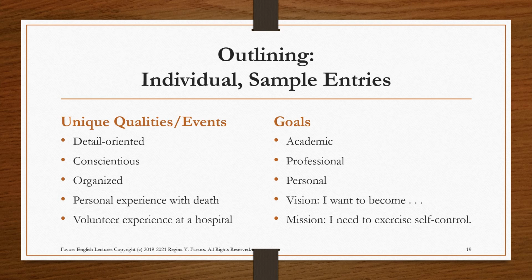And then getting them to write about that is a good writing strategy. And then of course the mission would be to exercise self-control. And a lot of people don't understand that. Sometimes composition instructors don't understand that. That in order for us to get to the vision, we're going to have to exercise self-control. So this is just examples of what you can get students to think about.